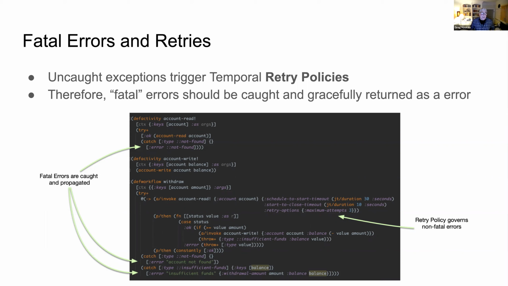But generally speaking, you want to do something, because if it is a fatal error, you don't want the thing going through exponential backoff on insufficient funds. It's just never going to pass. That just doesn't make sense. So you're putting those things in something like this, and then you're in good shape.